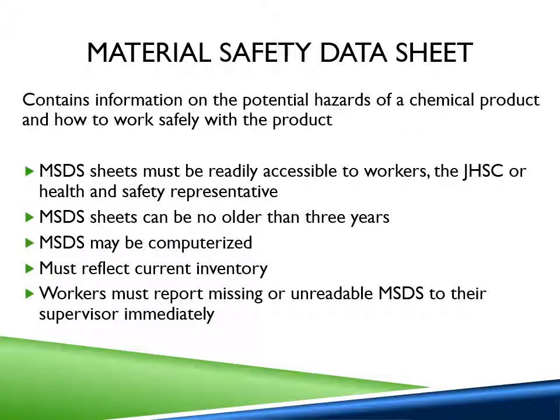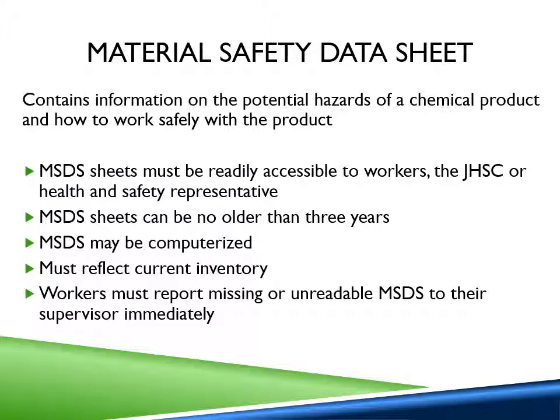In addition to the label, suppliers are also obligated to provide a Material Safety Data Sheet, or MSDS, to customers for products that are or contain a controlled substance. A Material Safety Data Sheet is a document that contains information on the potential hazards of a chemical product and how to work safely with the product. It is similar to the label in both its purpose and information. However, the information contained in the MSDS is more substantial.